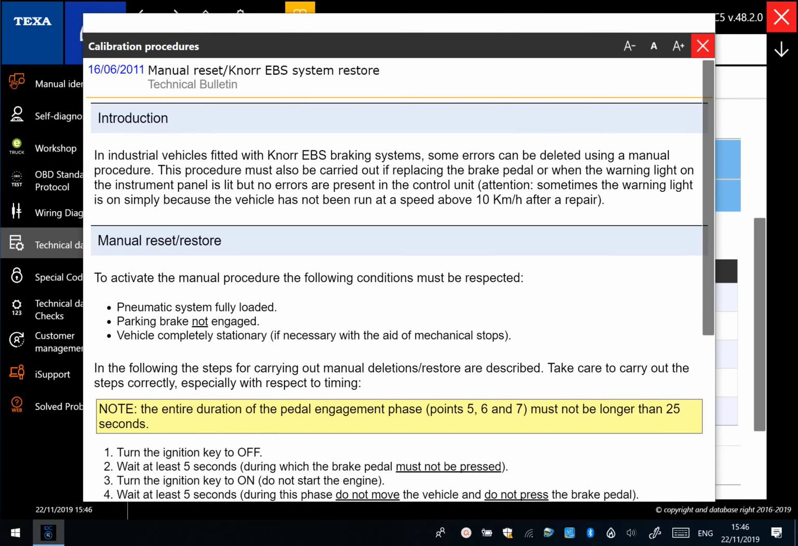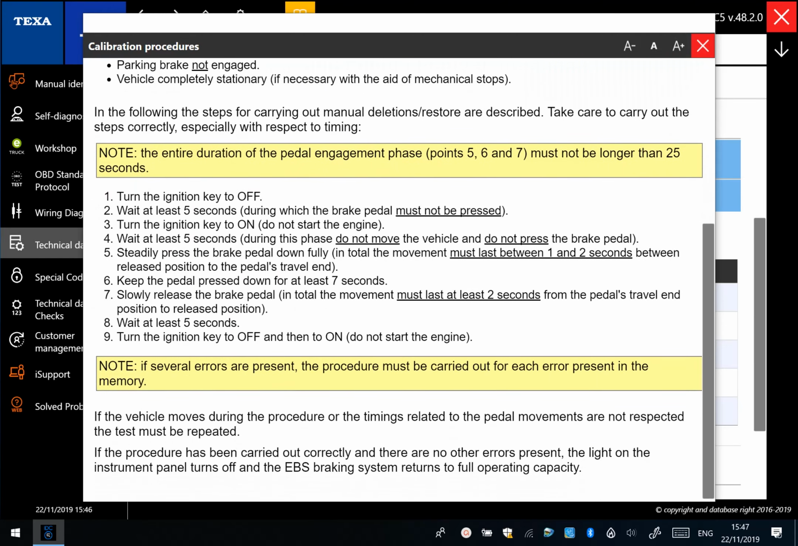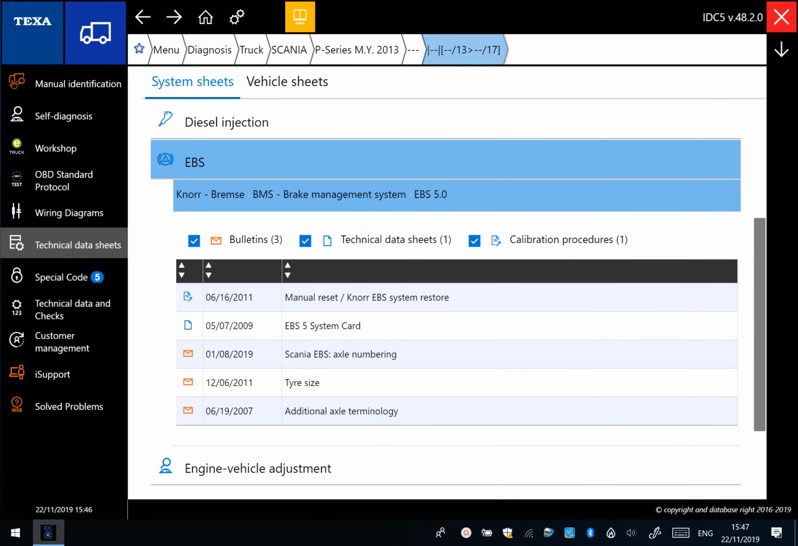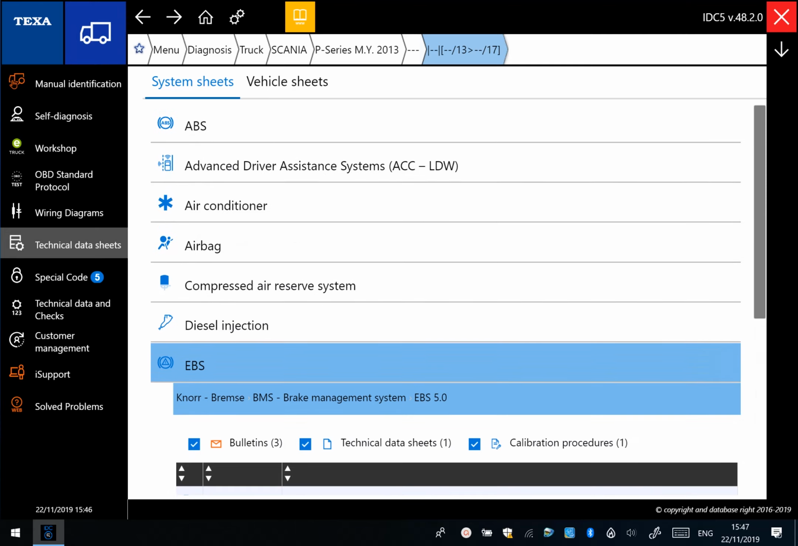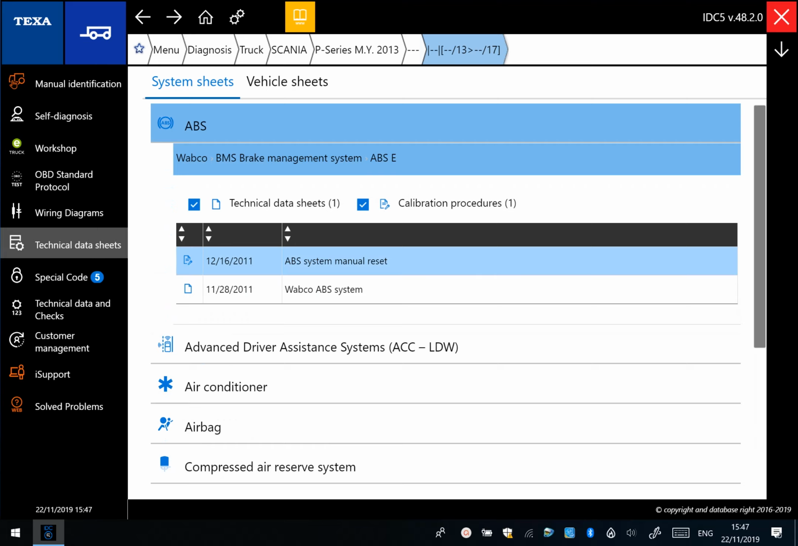So we'll click on one of these, for example. Basically it gives an introduction, explains about the manual reset on this particular one I've picked, and then takes you through the procedure as to what you need to do. Now there's many more of these. As you can see, for each system we've got data sheets in there, problems and resetting the ABS unit. So yeah, there's a lot there.